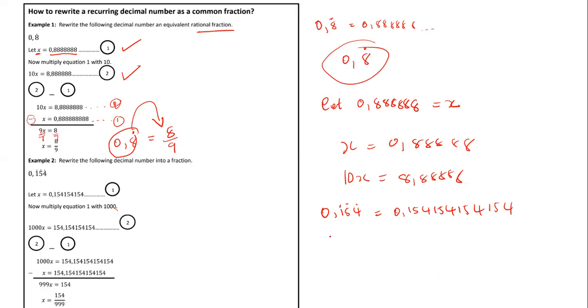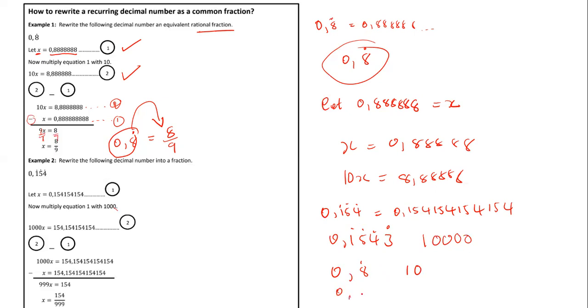So if we had something like this, 1,154, 3, I'm just making an example, we would multiply by how much? One, two, three, four zeros. So we're going to multiply this by 10,000. Can you see that? If we have something like 0,8, we have only one number, so we're going to multiply it by 10.